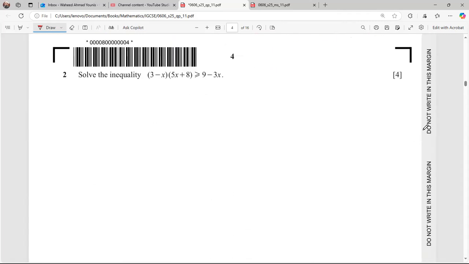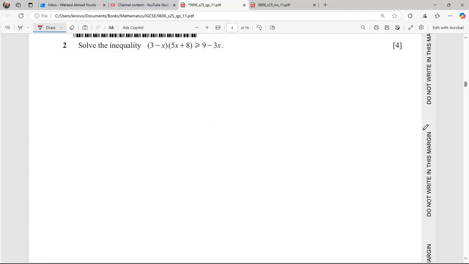Let's move on to question number 2. This is a bit interesting, a bit challenging, I would say. We need to solve this inequality. Let me simplify this left side. So 3 times 5x is going to be 15x plus 24 and minus 5x squared and minus 8x. This is greater than or equal to 9 minus 3x. If I rearrange a little bit, it's going to be minus 5x squared.